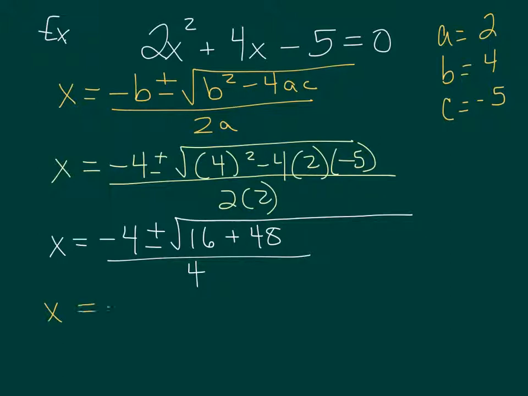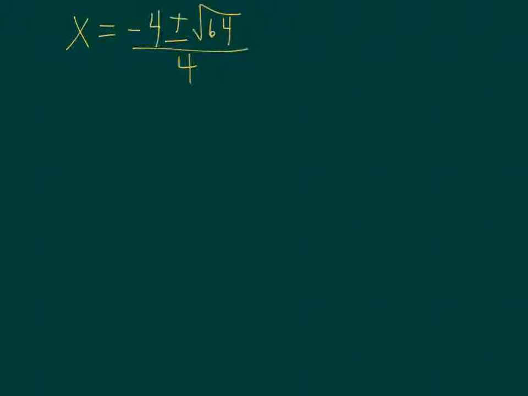So I'm going to have -4 plus or minus. What is 16 plus 40? Oh, this one's a really pretty problem. And honestly, I just made it up. Divide by 4. Well, let's continue to the next page. Alright, so I'm just continuing where I left off on the other page. So I have X equals -4 plus or minus square root of 64.